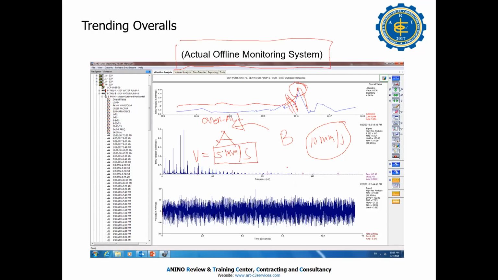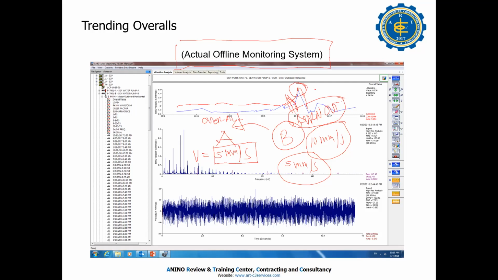So what is the reading of your B? The same, 5 millimeter. That's not a good technique. But what happened? The next day, B burned out.